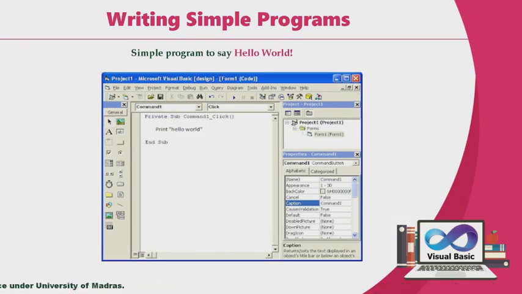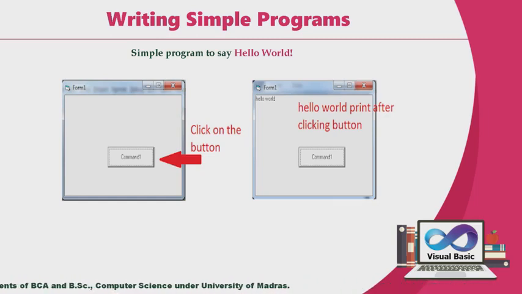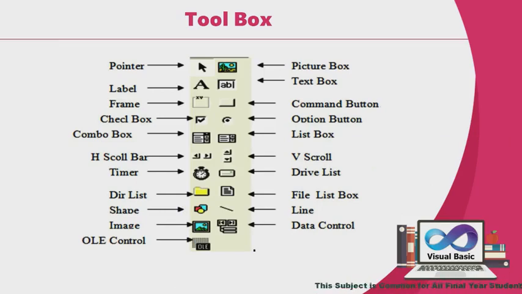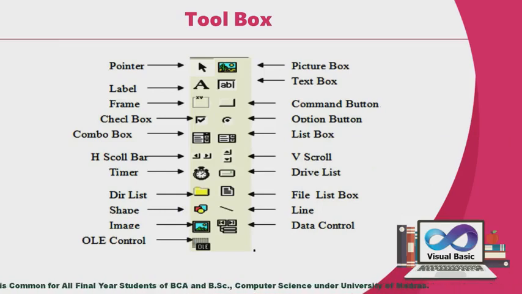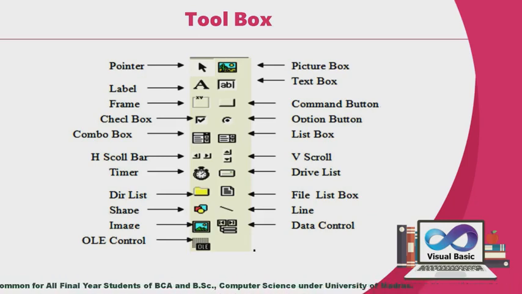Now run the Visual Basic Hello World program, press F5. Once the program is running, click the Command 1 button. You should see the form saying Hello World appear. Next, Toolbox. The Toolbox is a selection menu for controls that are used at design time to place controls on a form. It contains more than 20 controls. If the Toolbox is not available, click on the Toolbox item in the View menu to reveal it.